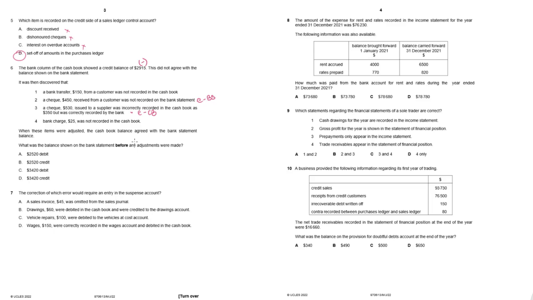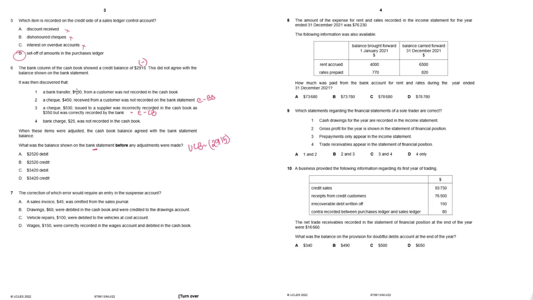Before any adjustments were made. So if we prepare our updated cash book and then the bank reconciliation statement, we can find out the bank statement balance. So what will be the updated cash book balance? We start with minus 2915, since it's a credit balance, an overdraft balance.